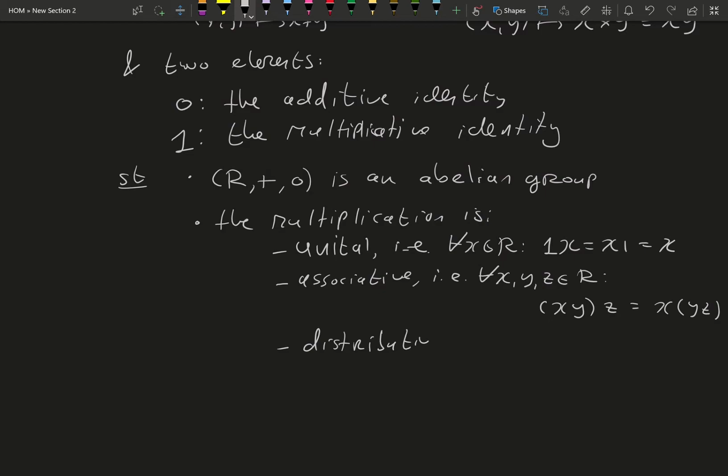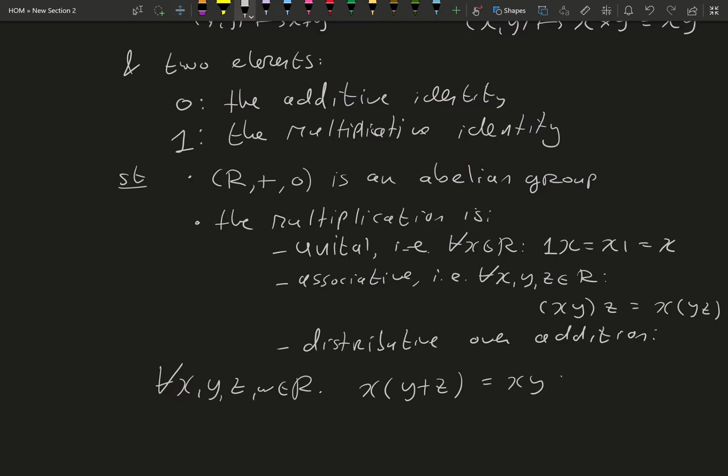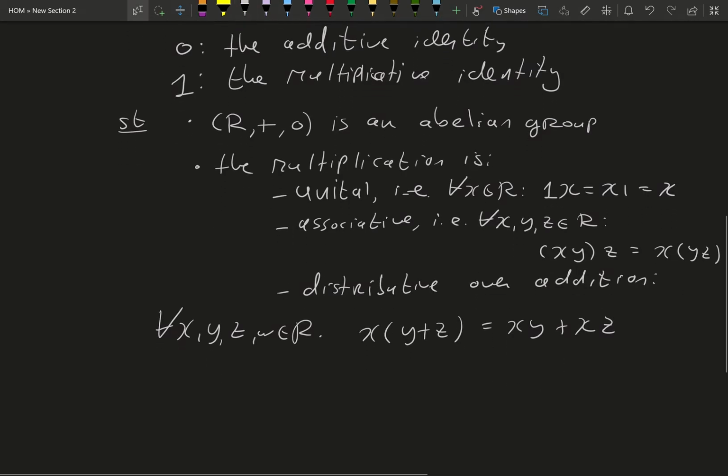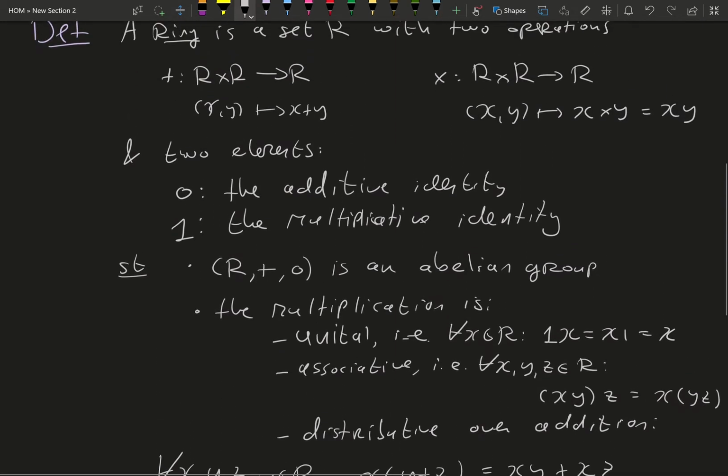And the multiplication is distributive over the addition, which means that for all x, y, z, w in R, we have that x times (y plus z) is xy plus xz. So this is as you expect it to be. And similarly, from the right, we can multiply with the w, and then we get that it distributes over the addition like this. Okay, so this is what a ring is.